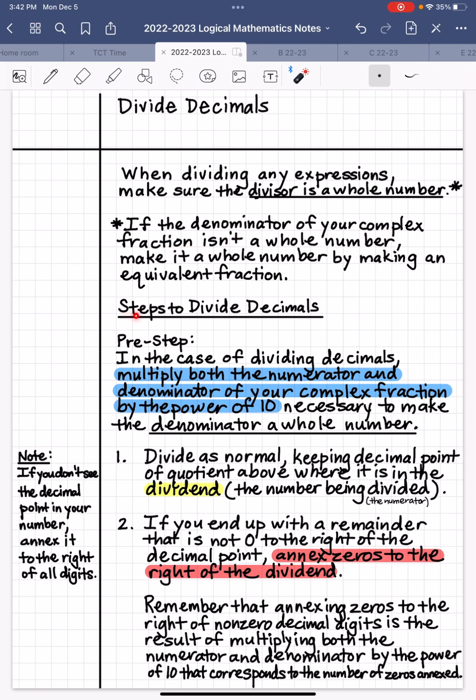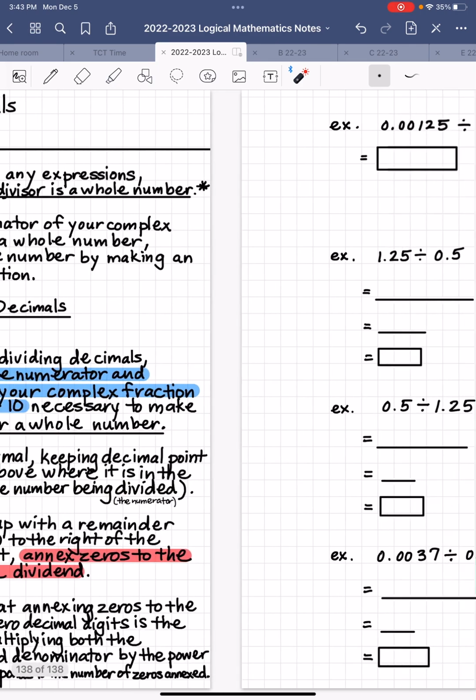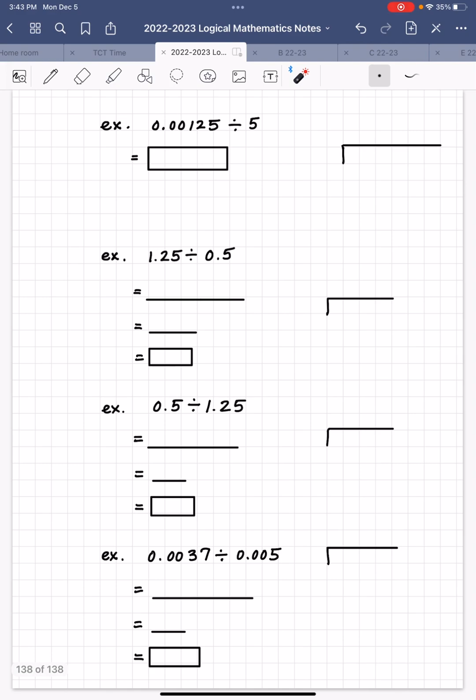Here are the steps to divide decimals. In the case of dividing decimals, multiply both the numerator and denominator of your complex fraction by a power of 10. A complex fraction is simply the division of two fractions, and decimals are fractions. That's necessary to make the denominator a whole number. Let me explain what I mean when I say this.